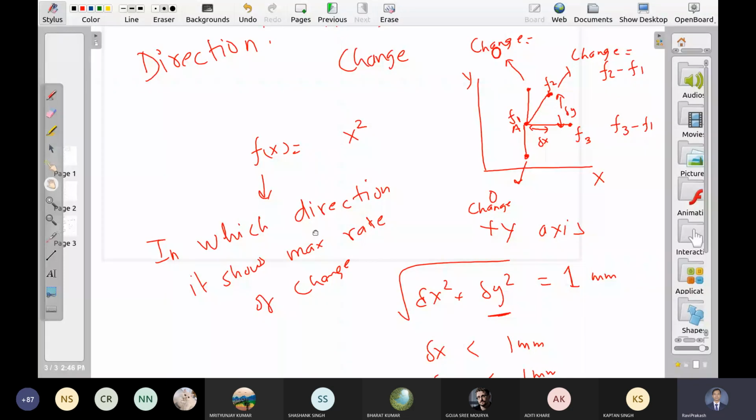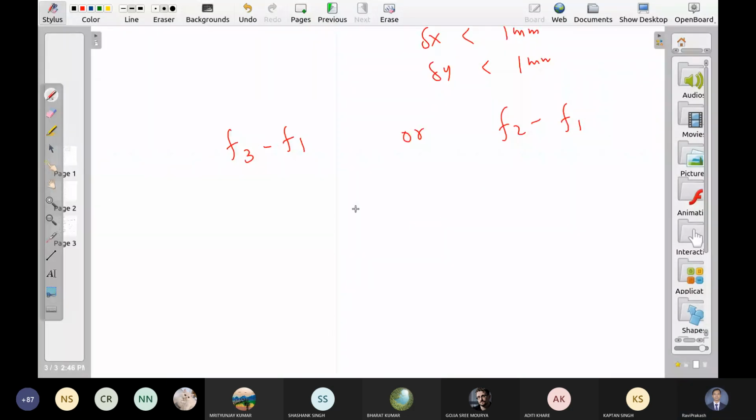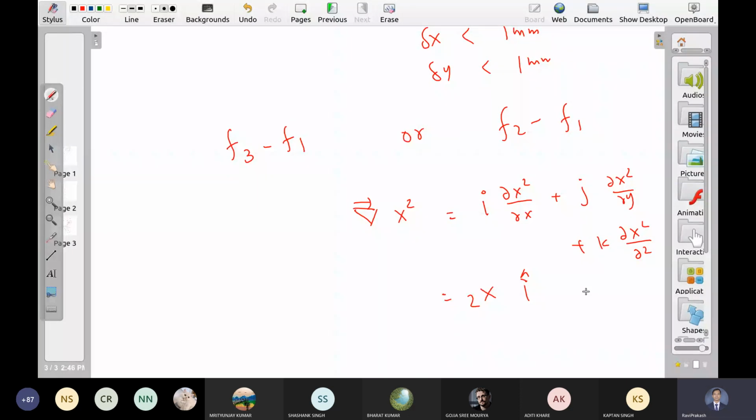So non technically we got the answer. In which direction it shows maximum rate of change? Along x-axis. Mathematically also, let us try del x square. What is the answer? i del x square by del x plus j del x square by del y plus k del x square by del z. Here also you can see the maximum change is along the x-axis. But one thing is quite clear.